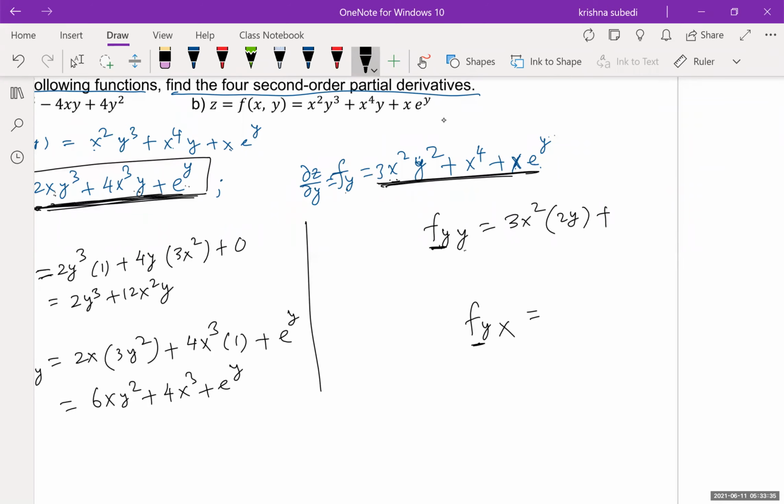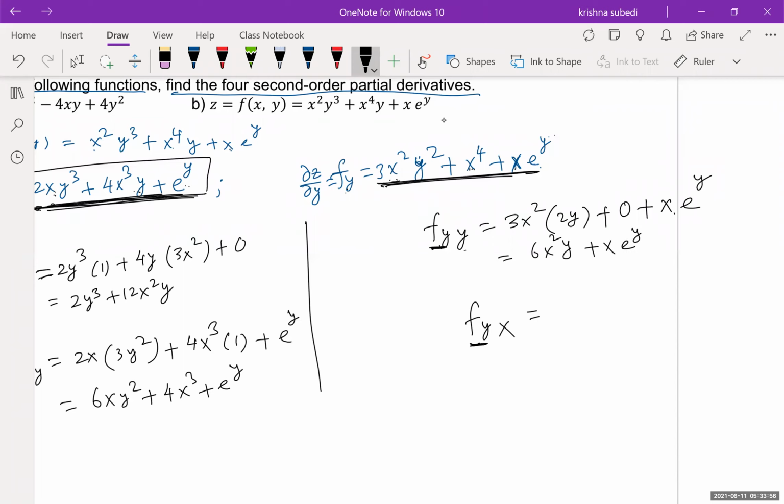And y is our variable and x is constant. There is no y, that means it will be 0, plus x is constant, and so I just copy it as it is. A derivative of e^y will be e^y by itself. So your answer is 6x squared y plus x e raised to power y.